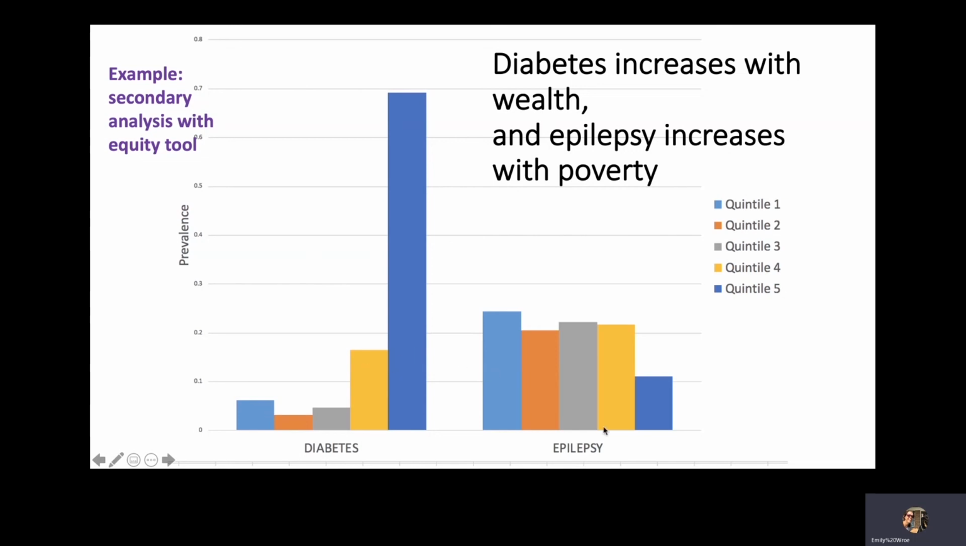On the epilepsy side, we can see many more people in the poorest quintile than the wealthiest having epilepsy, which isn't surprising if you consider the biggest risks are cerebral malaria as a child, cerebral meningitis as a child, or birth asphyxia, so danger around childbirth. So that's a practical way we used this to advocate around disparities in the NCD world.